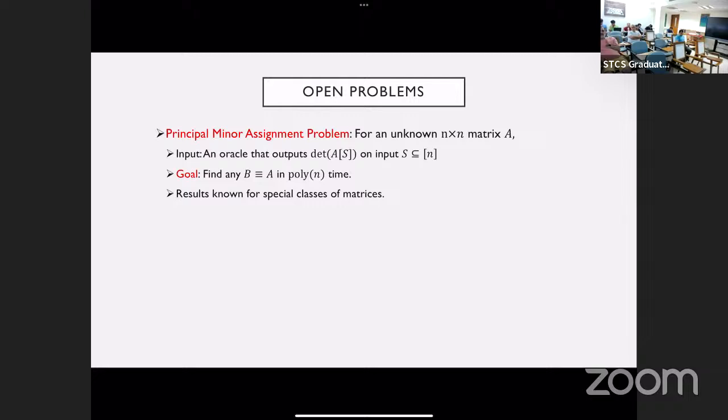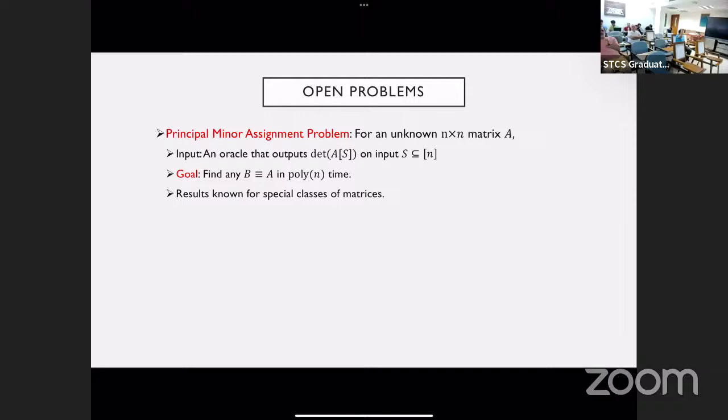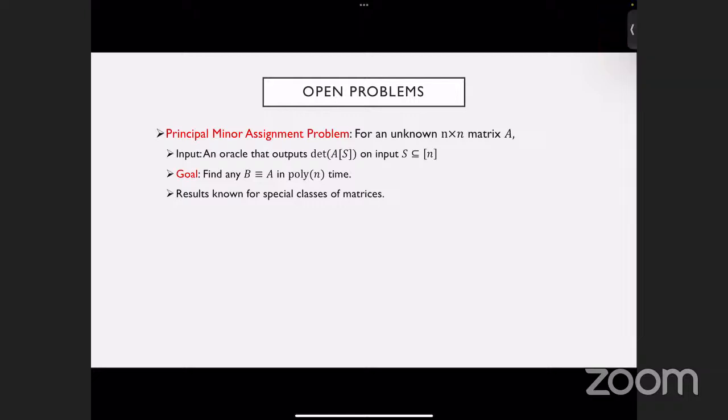could ask for. Somehow you are saying that by making just poly n queries, if you are able to figure out a matrix B, then you are able to infer the value of all the other 2 to the n minus poly n minors that you didn't even query for. Yes. For these special classes of matrices, most of the results show that for some constant number, if we check all the principal minors of that size, then that is sufficient to get the whole matrix P. Whatever the results are known, it follows something like that.